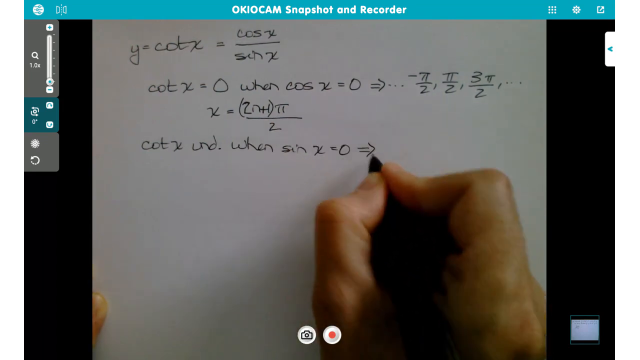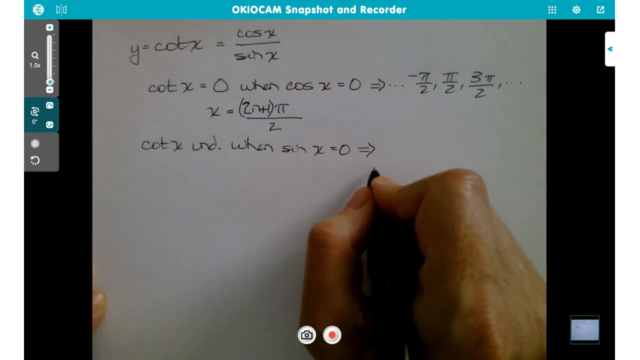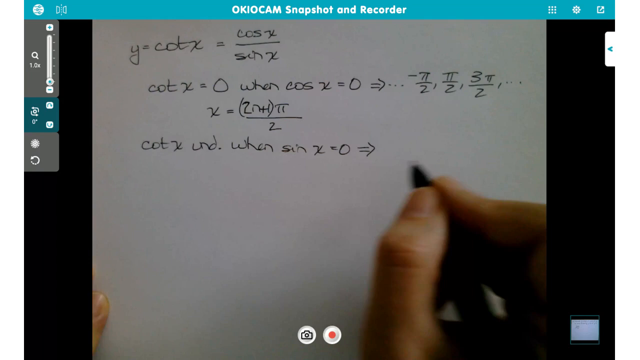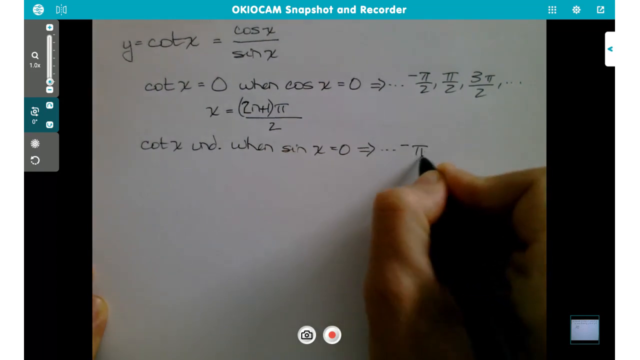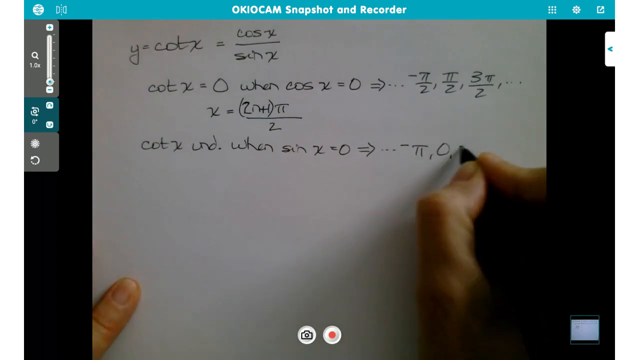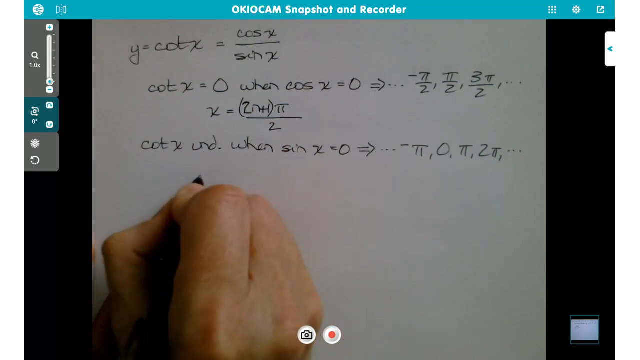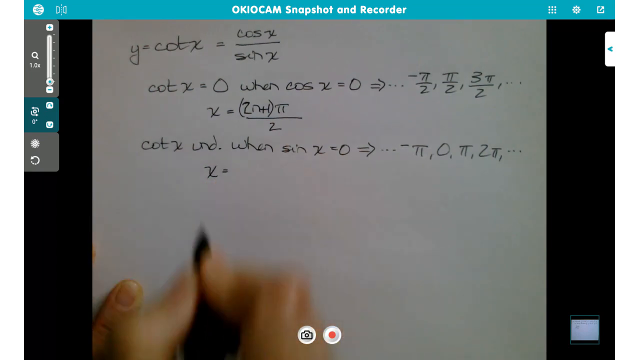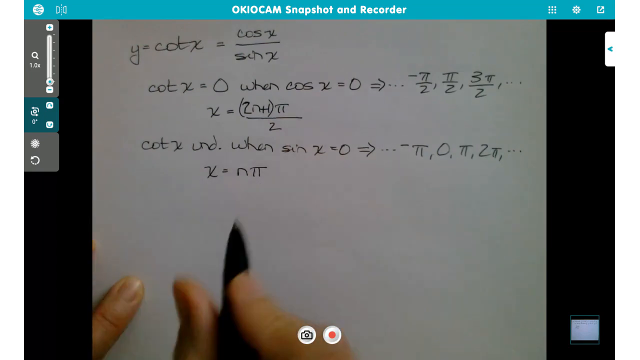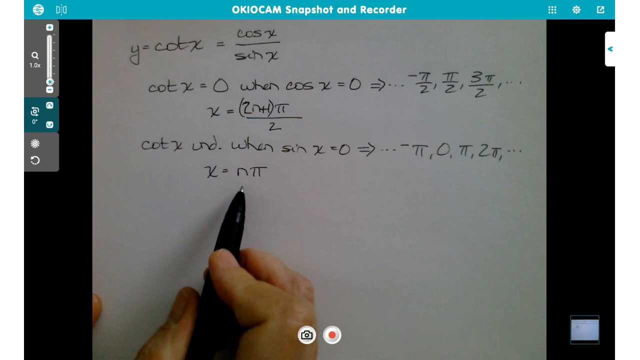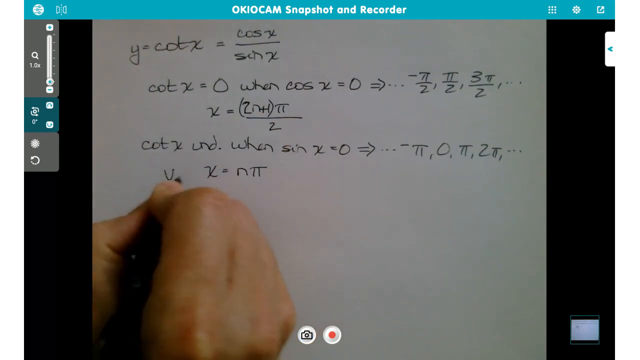We know where sine x is 0. That happens at 0 and pi and 2 pi and 3 pi and 457 pi. Any whole number multiple of pi. And we can sum that up and say a whole number multiple of pi, n is an integer. Every whole number multiple of pi, my cotangent function is undefined, which means I'm going to have a vertical asymptote there.